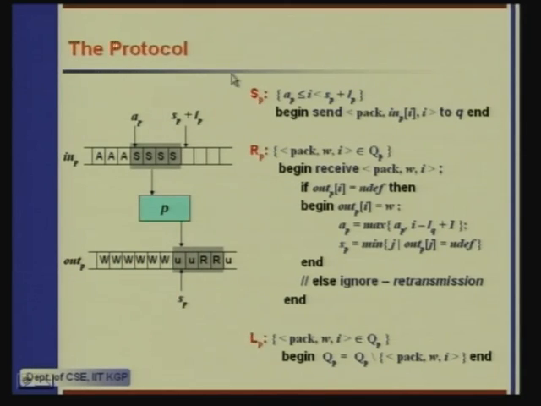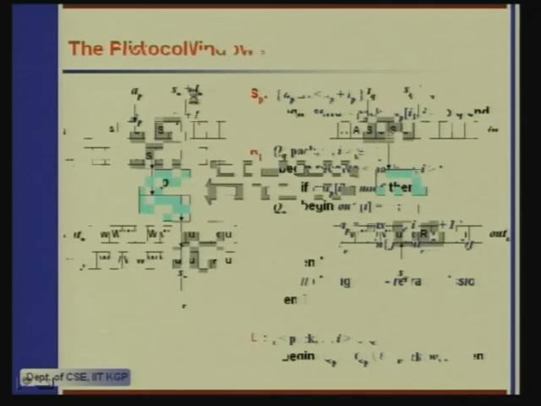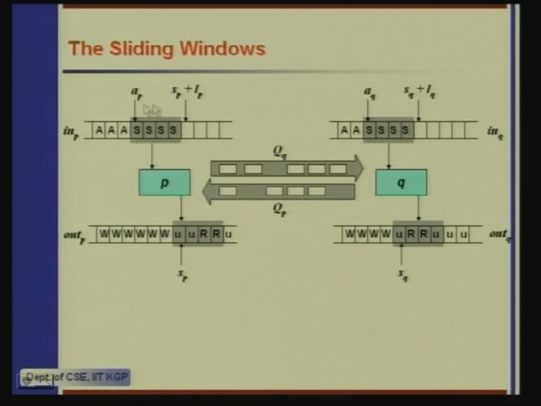Now what is the action of SP? When you have a packet I which is such that AP is less than or equal to I and I is less than SP plus LP, what is this window? This window is this window, okay, that AP is less than or equal to I, and this is less than SP plus LP.